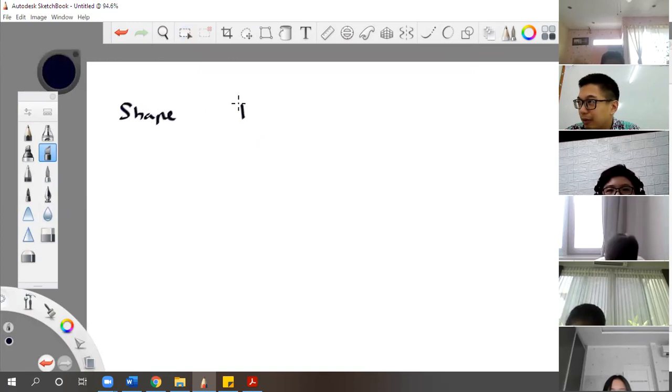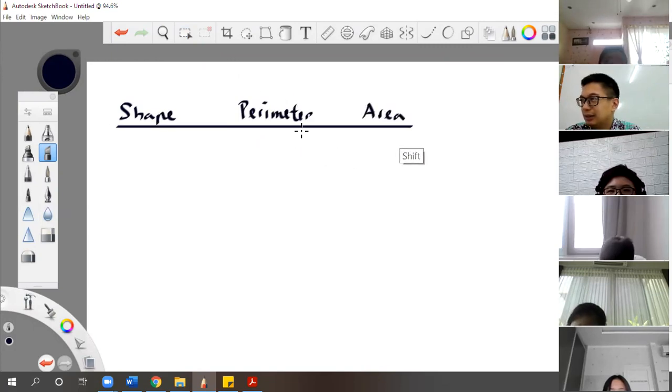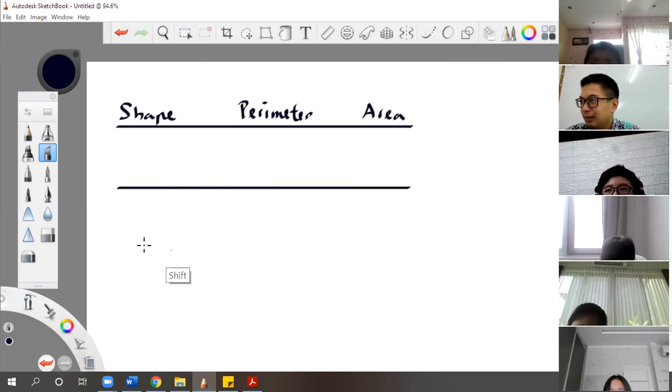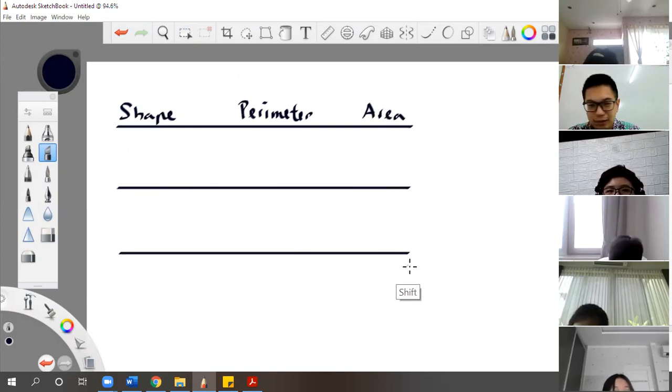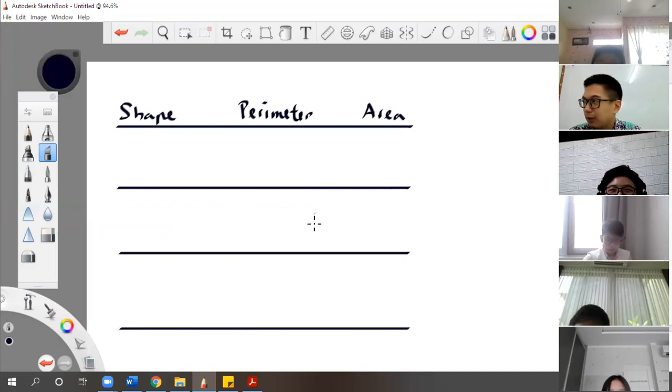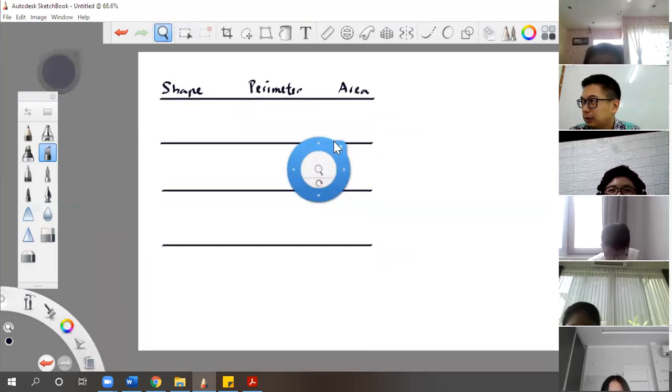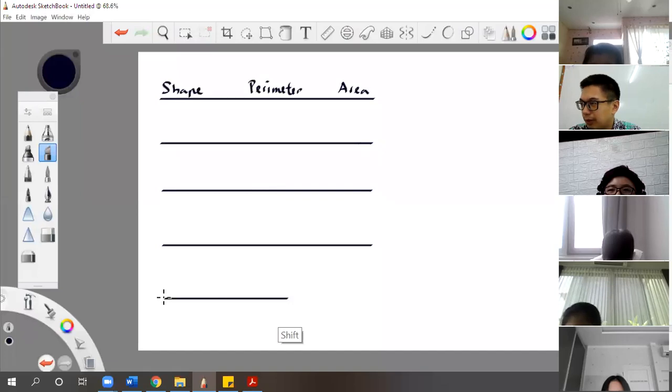We have the formula of perimeter, and we have the formula of the area, right? So I will do this. I will separate this. Okay, on cam, everyone, don't turn off camera. Then here we go. The basic shapes, what are those?